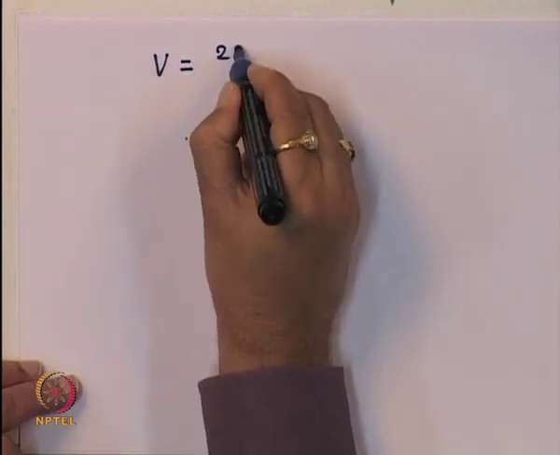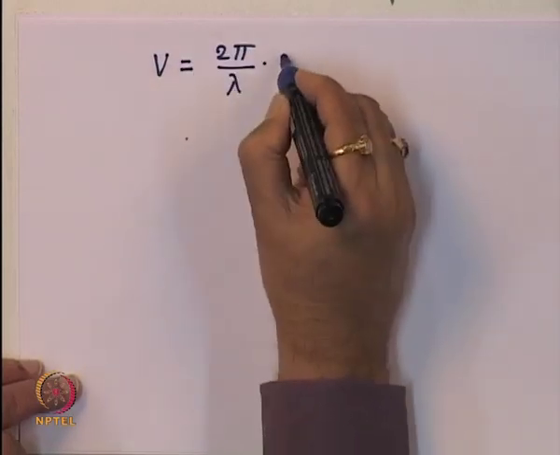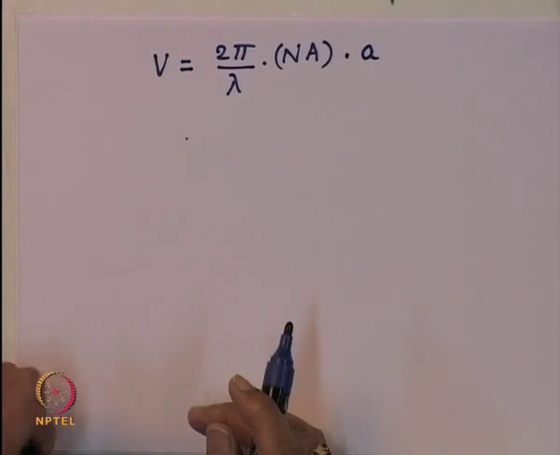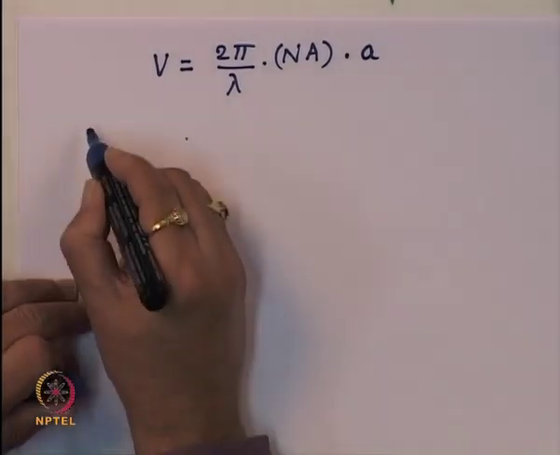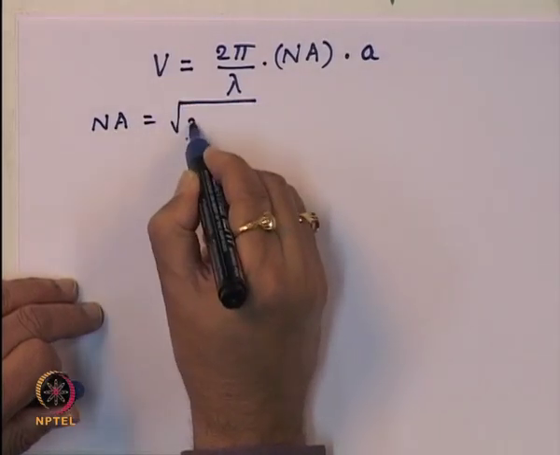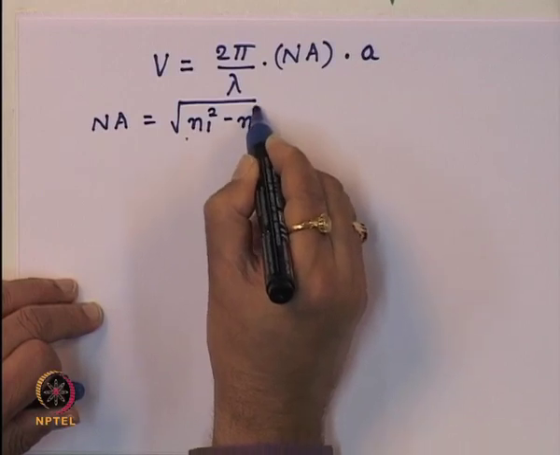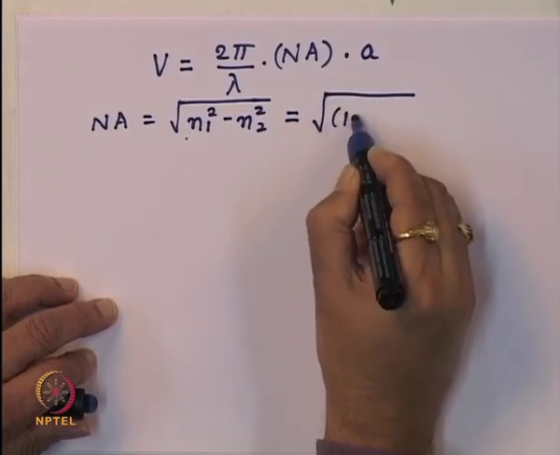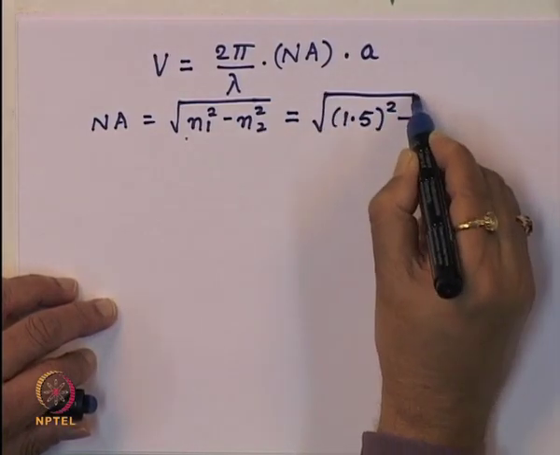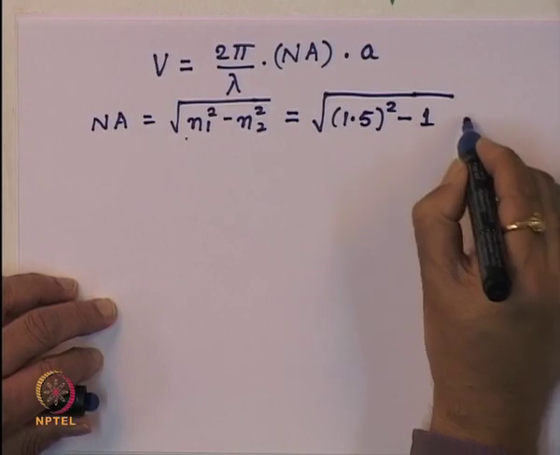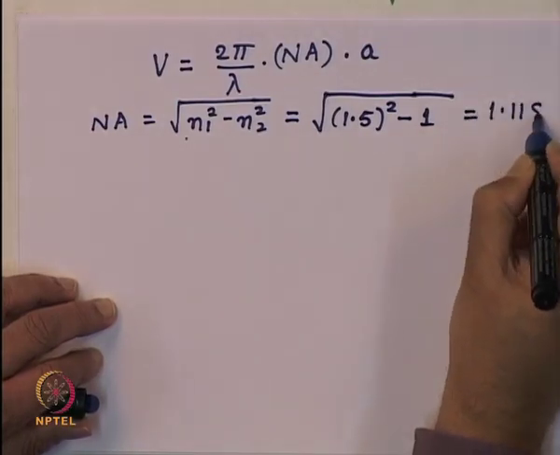and as we know, the V number of an optical fiber is 2 pi by lambda into the numerical aperture into the radius of the optical fiber. So, the numerical aperture for this optical fiber is square root of n1 square minus n2 square, which is equal to square root of 1.5 whole square minus n2 is 1. So, square of that is 1. So, this is 1, which is equal to 1.118.